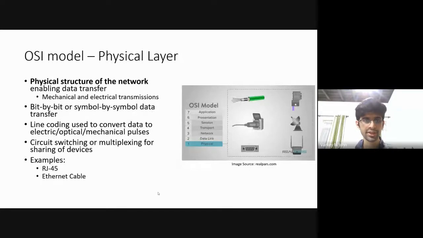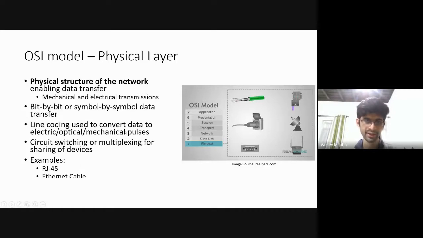So the final one is the physical layer. The physical layer is basically the physical structure of the network. So it's basically the electric pulses, the mechanical pulses, the optical pulses. It's useful when you have some problem in the network, and then what you do is you check the network. Is the cable correctly put into the device? Is the network interface card working properly? Things like that. So it uses bit by bit and symbol by symbol data transfer, and it uses line coding.